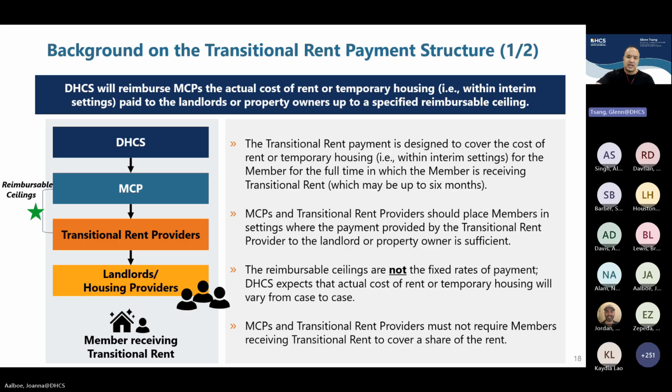Transitional rent is designed to cover the cost of rent or temporary housing for the member for the full time in which the member is receiving transitional rent, which may be up to 6 months. MCPs and providers should prioritize placing members in settings where the transitional rent payment is sufficient, and members must not be required to cover a share of rent. Next slide, please.